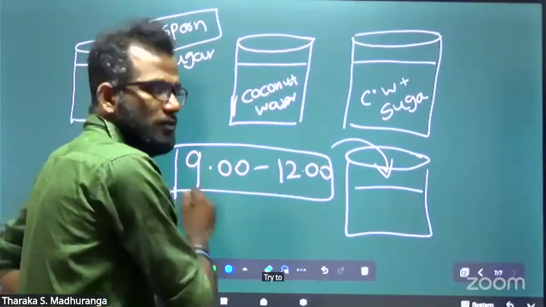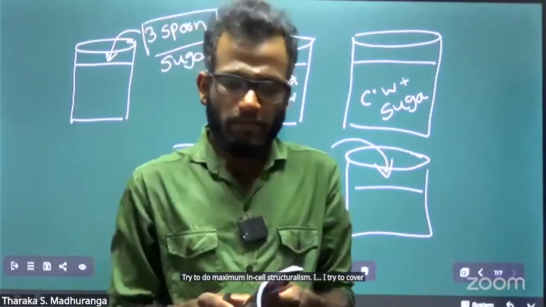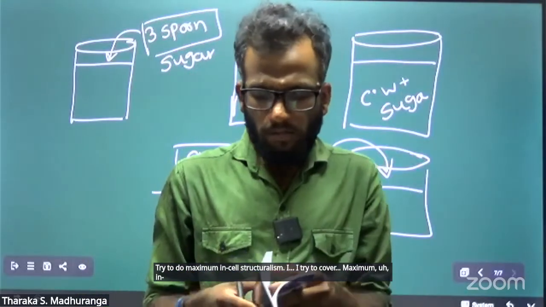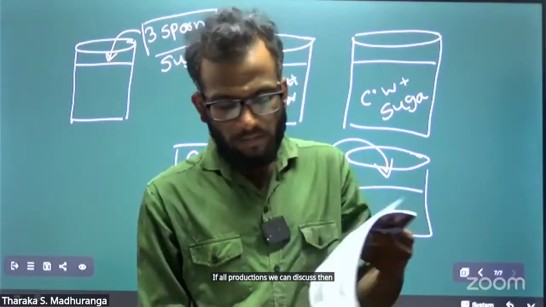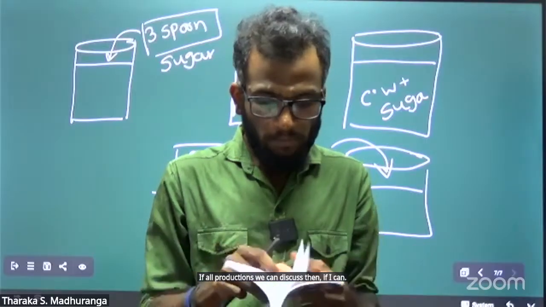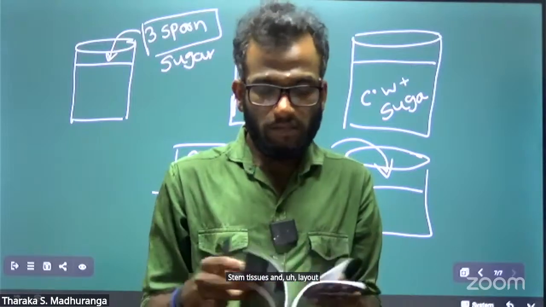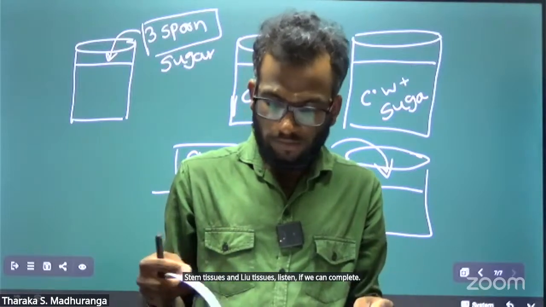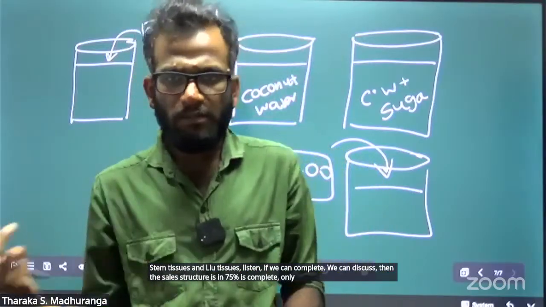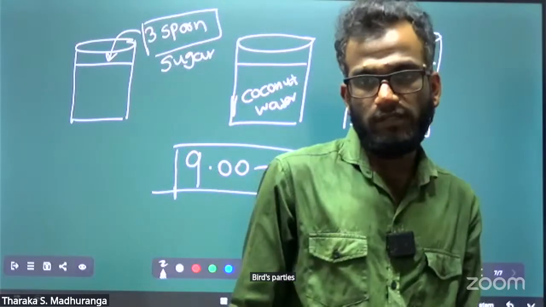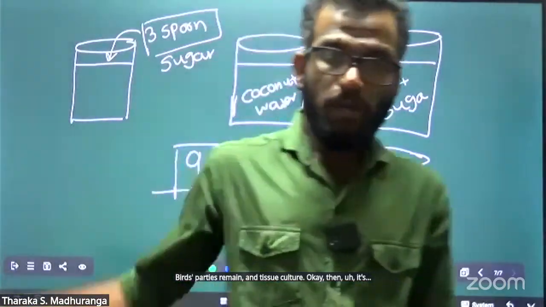Try to do maximum in the cell structure lesson. I will try to cover maximum in the cell structure lesson. If we can discuss all the productions, and if I can cover plant and animal tissues, stem tissues and leaf tissues, then the cell structure lesson is 75% complete. Only the animals and birds part remains, and tissue culture. Then it's complete.